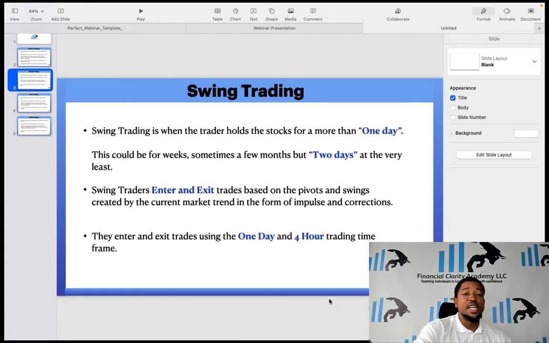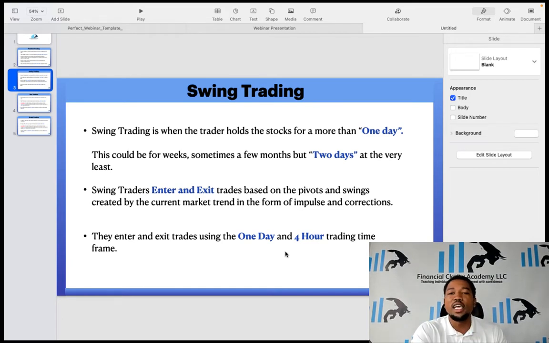So the next form of trading is swing trading, right? This is one of my favorites. Swing trading is when the trader holds the stock for more than 1 day. So they enter a trade today and they could sell tomorrow, and that could be considered a swing trade. But most swing trades last a few weeks, a few months, right? So this could be for a few weeks, sometimes a few months, but 2 days at the very least. Swing traders enter and exit trades based on pivots and swings created by the current market trend in the form of impulse and corrections. They enter and exit trades using the 1 day and the 4 hour trading time frame.